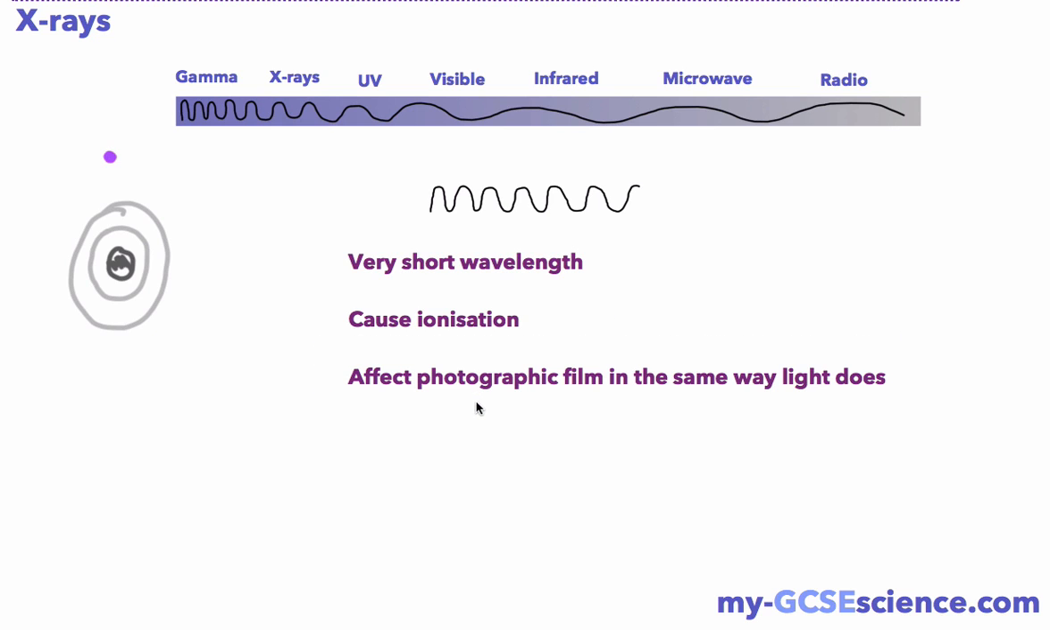The next point is that they affect photographic film in the same way light does, and we'll look at that in more detail in a moment. And the last point to remember is that they are absorbed by metal and bone, and we're going to look at these last 2 points and see how they're actually used in terms of looking for potentially broken bones that people might have managed to get.